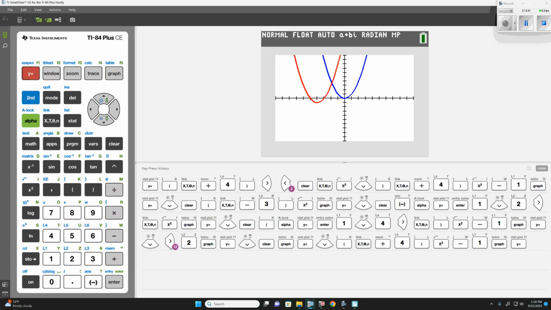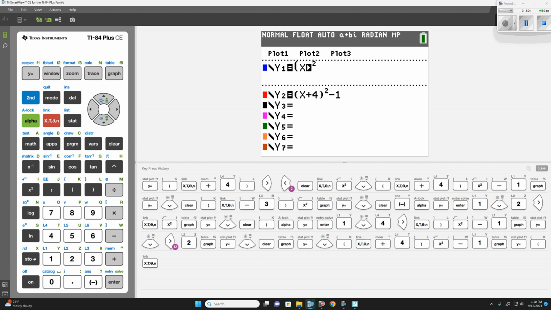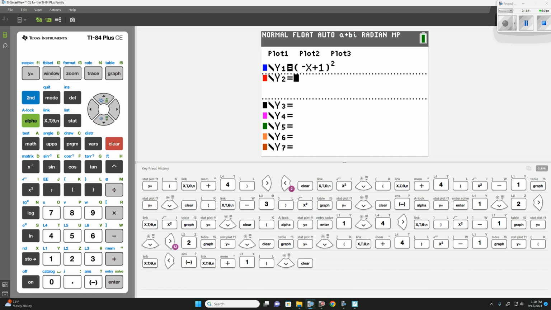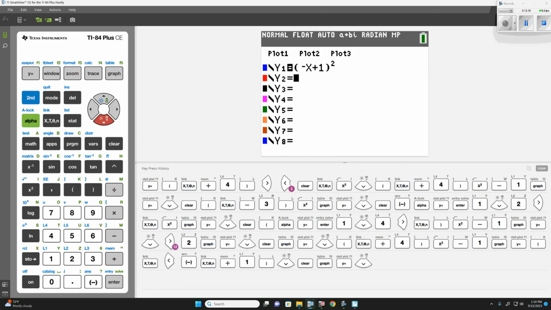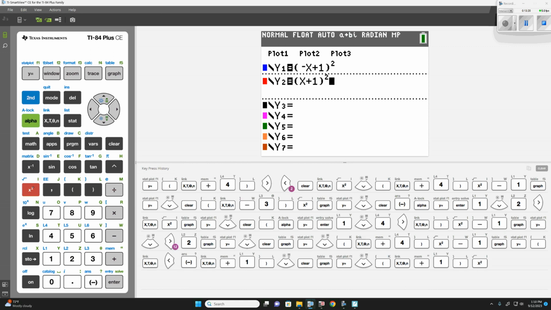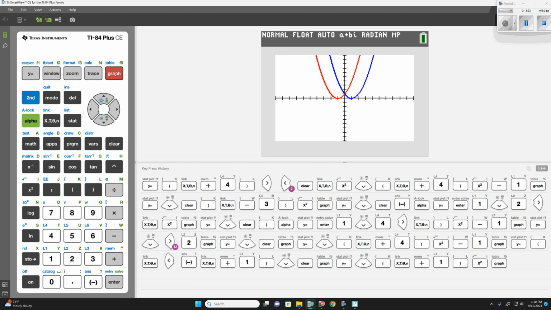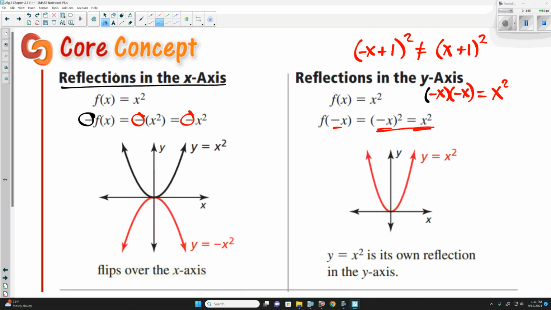Negative x plus 1 squared. Because if I go on and graph this here, we see that this is the function. If I drop that negative, x plus 1 squared, we get this here. But we do see that the blue one, or the red one, is a reflection across that y-axis. It is a reflection, but we cannot say that they are the same function.